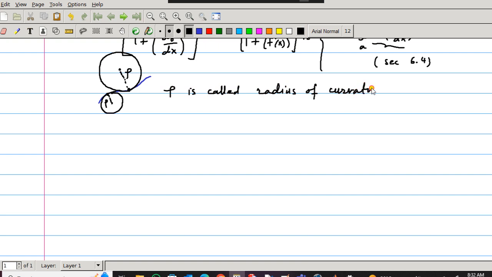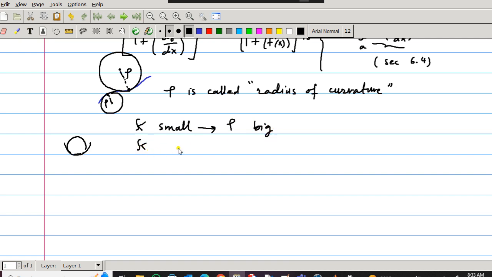If there is more bend, then the radius will be smaller. If curvature is bigger, radius is smaller. If the bend is big, I will make a very small circle here. If the bend is small like that, and I follow this bend, the circle will be very big. So it means kappa, curvature, small gives rho big.